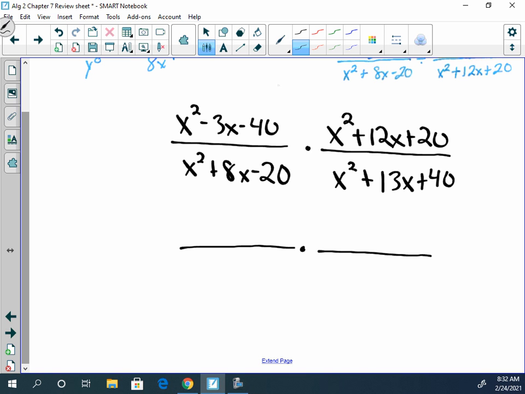Now that we have that done, we can go on and factor these sets of parentheses. So x squared minus 3x minus 40. Since 40 is negative, our signs are going to be opposite. We'll have x and x. Now the factors of 40 are 8 and 5, where 5 is going to be positive and 8 is going to be negative, because negative 8 plus 5 would give us our negative 3.